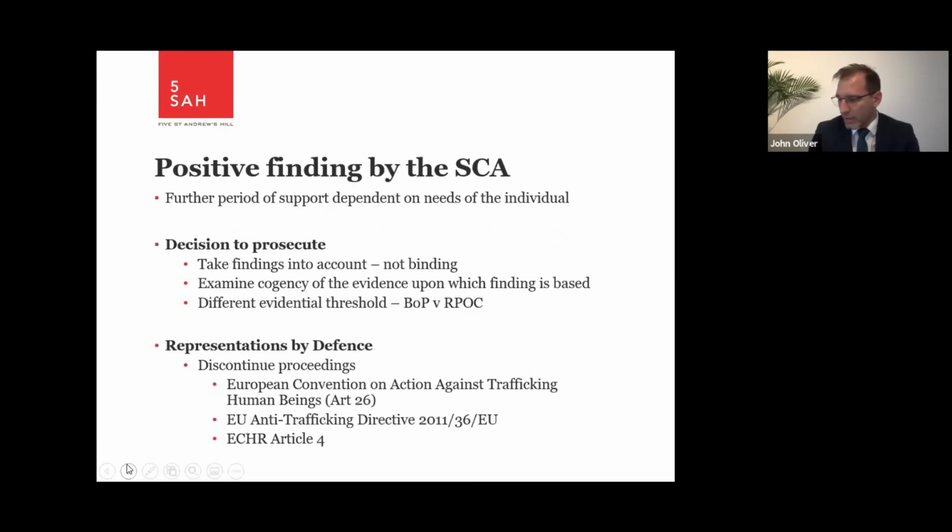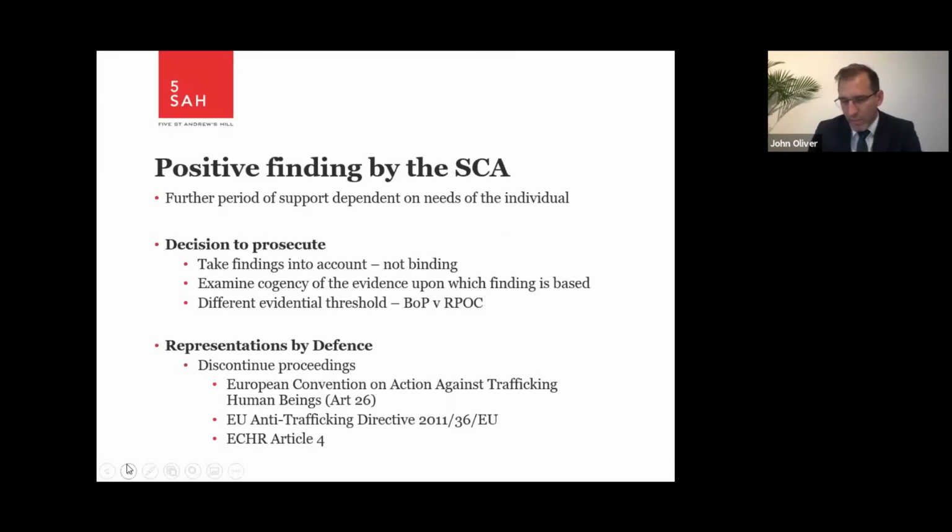But more practically in terms of criminal proceedings, a positive finding doesn't bind the Crown Prosecution Service. It's not because you get a positive conclusive grounds finding that the CPS will automatically discontinue the case. And in fact, there are many cases in which they don't. It's something they must take into account, but they will also examine the information that's been provided to the single competent authority, and make their own assessment of the strength of that evidence, the cogency of the information they have.